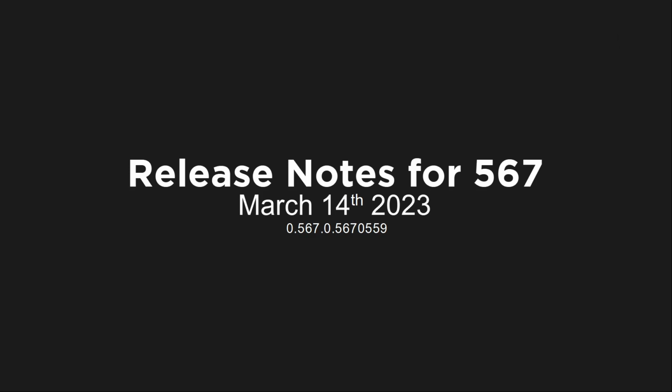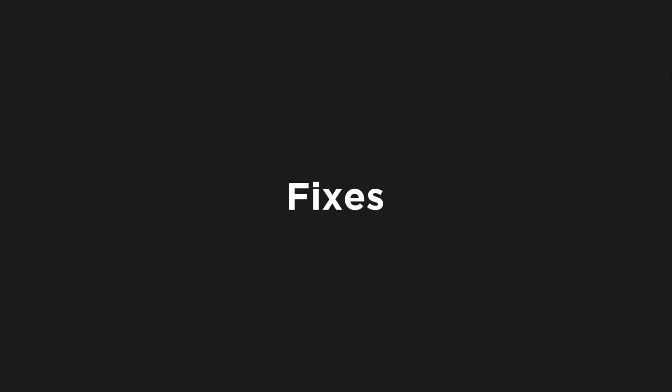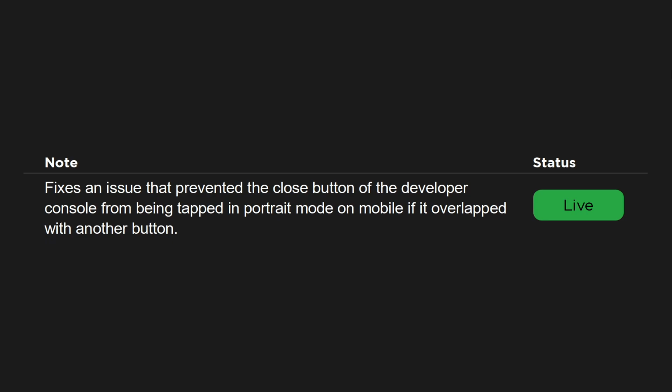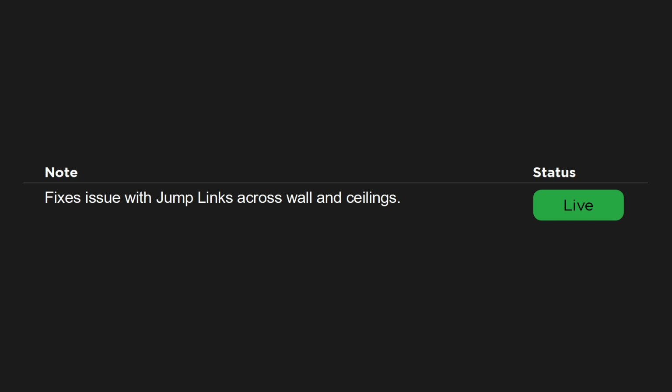Release notes for 567, March 14, 2023. Fixes. Fixes an issue that prevented the close button of the developer console from being tapped in portrait mode on mobile if it overlapped with another button. Fixes issue with jump links across walls and ceilings.